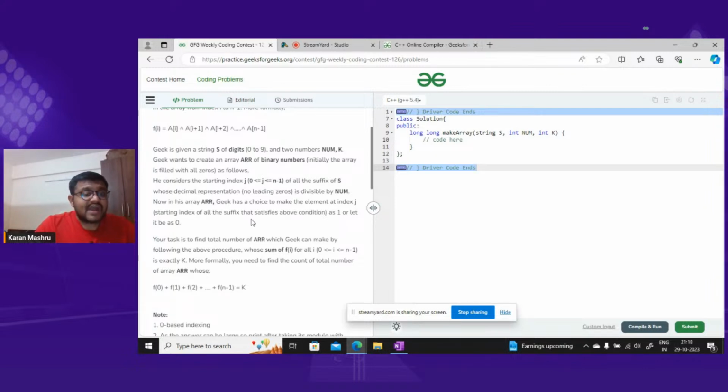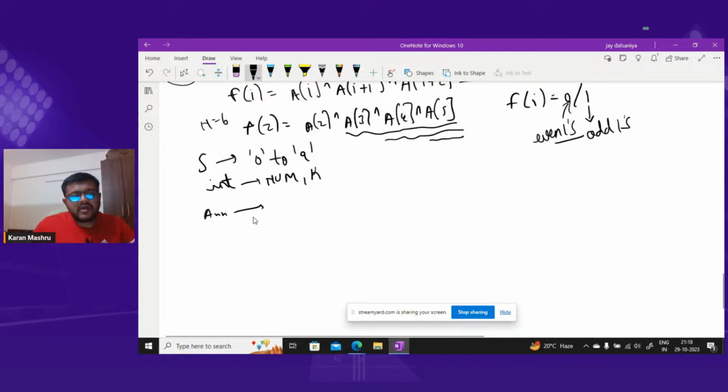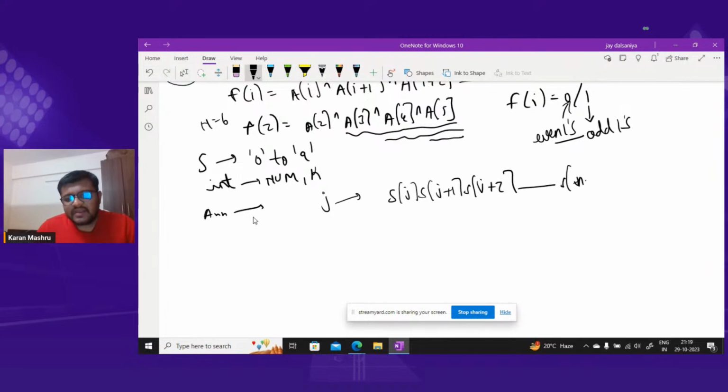He considers the starting index j, where j is between 0 and n minus 1, of all the suffixes of s whose decimal representation, with no leading zeros, is divisible by num. So consider all the indexes j such that the suffix starting at index j of the string s. What would that suffix be? S of j, s of j plus 1, s of j plus 2, up till s of n minus 1, where n is the length of the string.